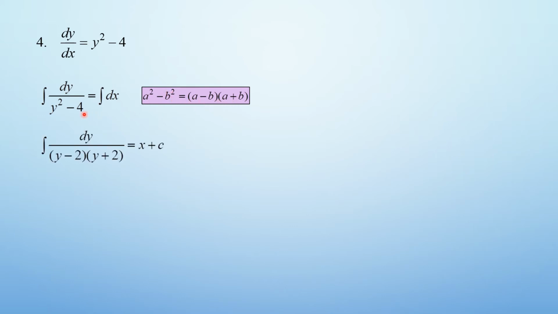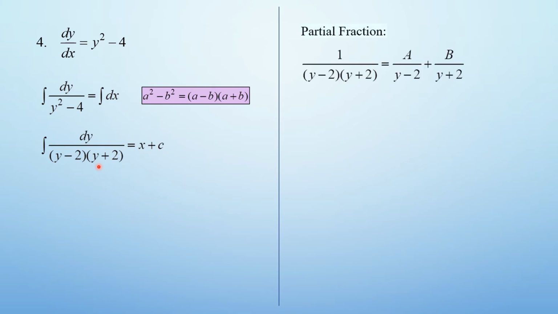Okay, so we shall rewrite this expression on the left as dy divided by y minus 2 times y plus 2. And on the right side is very straightforward. Integration of 1 with respect to x is simply x plus c. Now how do we evaluate the integral on the left? When the denominator contains a product of linear factors such as this, we are going to evaluate the integral by firstly applying partial fraction. We need to decompose this fraction into a sum of two partial fractions.